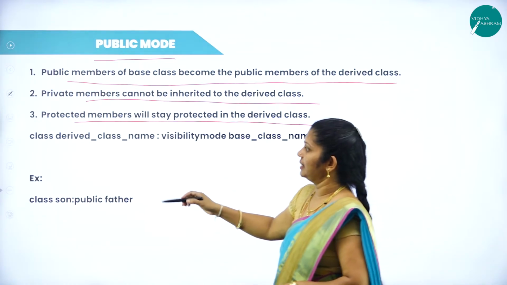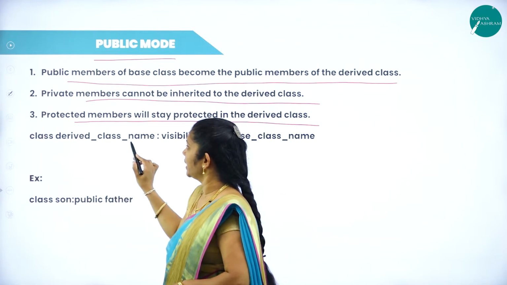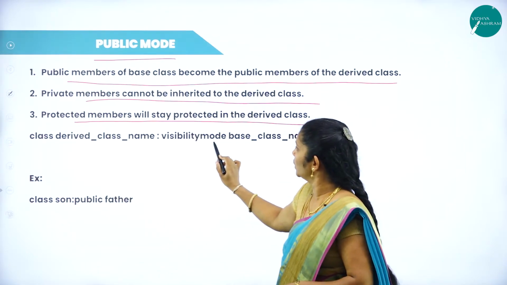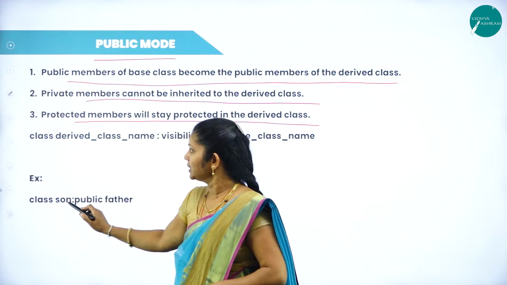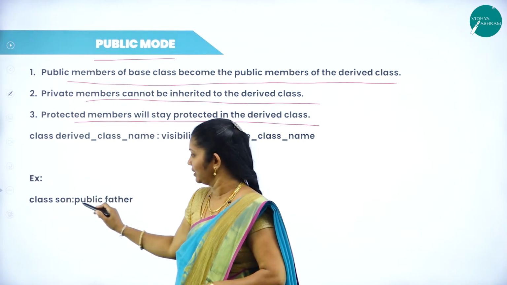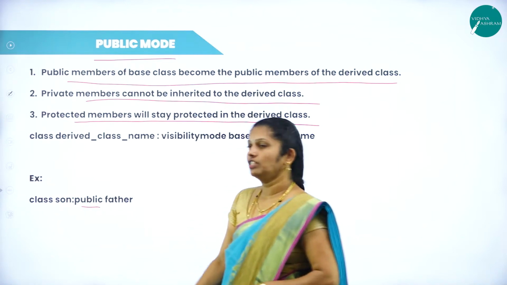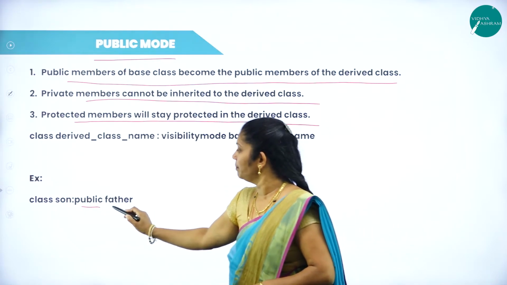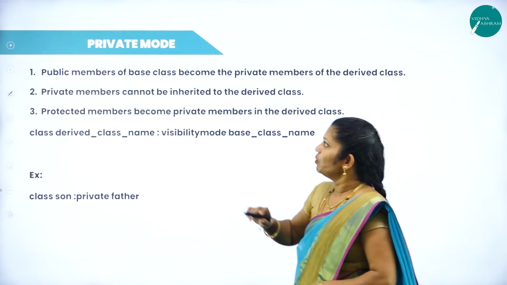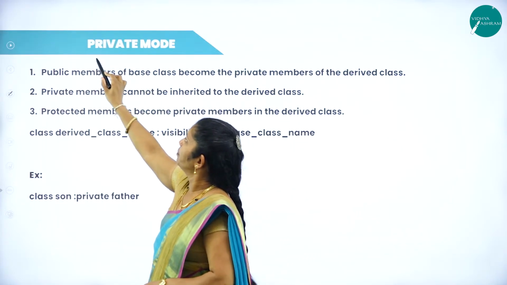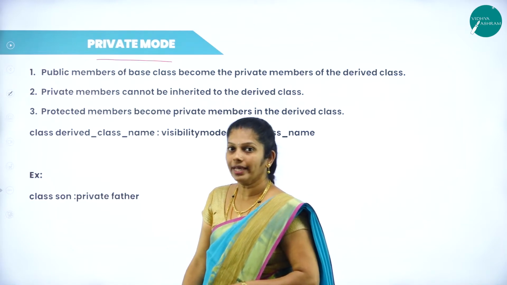If you see the syntax and example: class, derived class name, colon, visibility mode, then base class. See the example: class, the derived class name we have given as Son, then colon, here the visibility mode will be public, then the base class here we have given as Father. Now is it clear? Then if I want to tell you about private mode, then what happens?